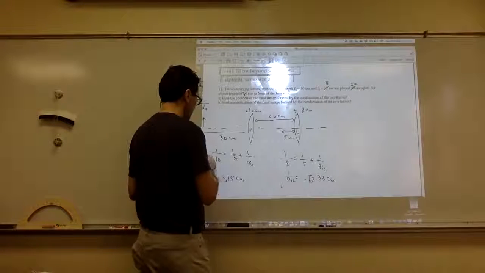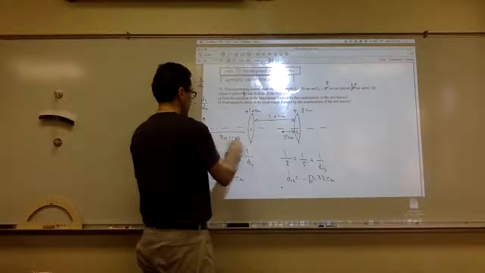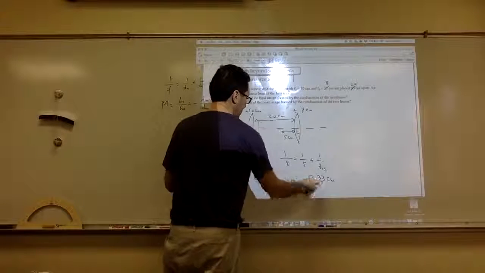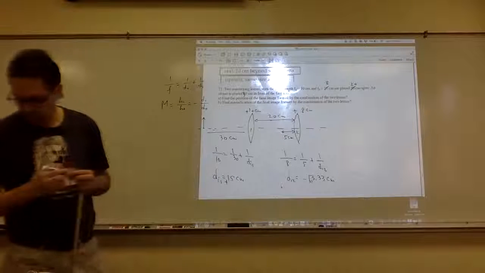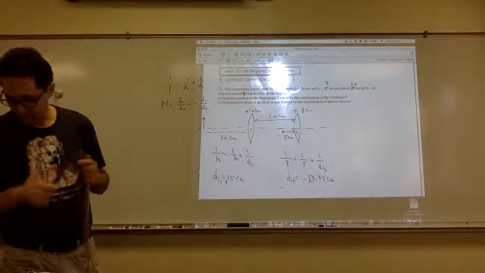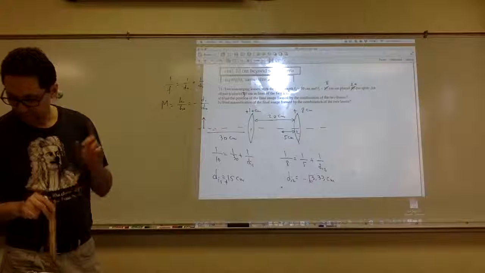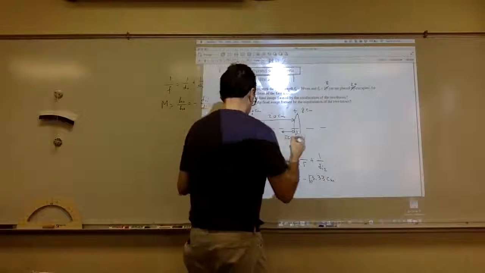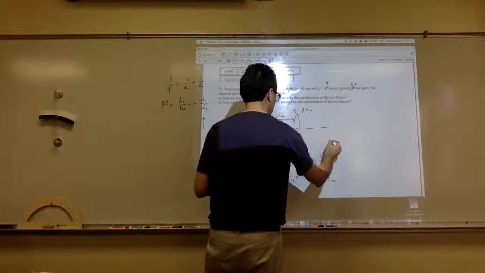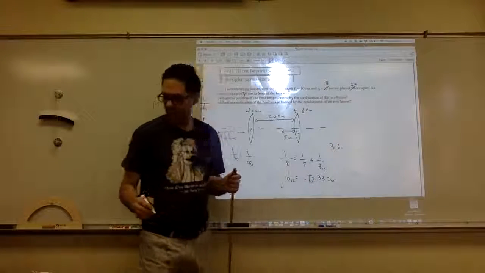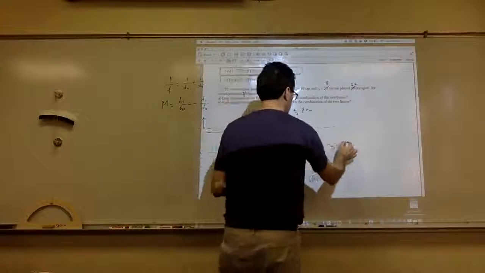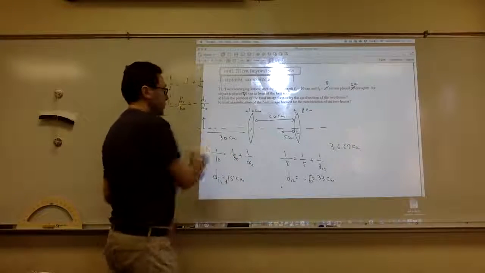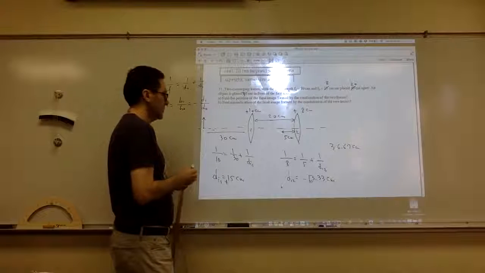Okay. So where is the image going to be located? Well, it's 30 plus 20 minus 13.33. So it's going to be 36.67 from the initial position. So it's 36.67 centimeters from the very first location.